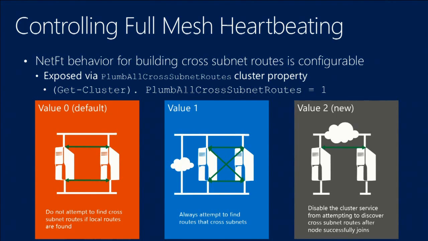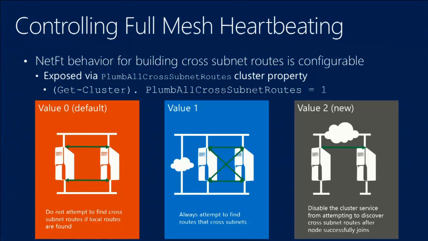So we have this property called plumb all cross-subnet routes, which by default is 0, which means the cross subnet cluster won't send heartbeats if a same subnet network is available between the two nodes. However, you can change it to a value of 1, where cluster would heartbeat on all networks between the two nodes. Even if the two nodes are in the same data center and have the same subnet, but they also have a path using cross subnet, then cluster would also heartbeat across the cross subnet if you set the value of 1, which is the middle box there.